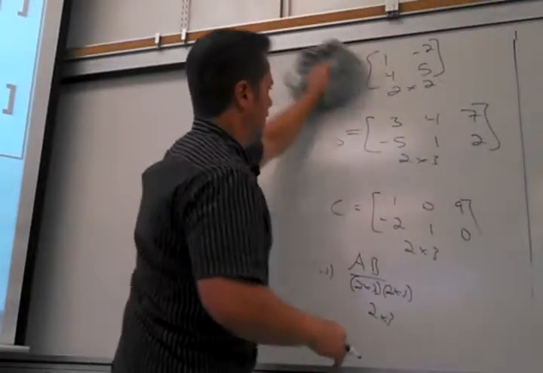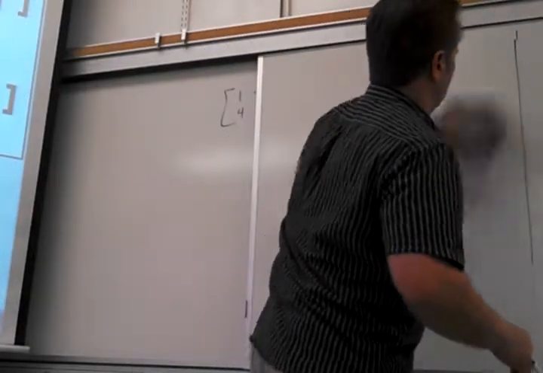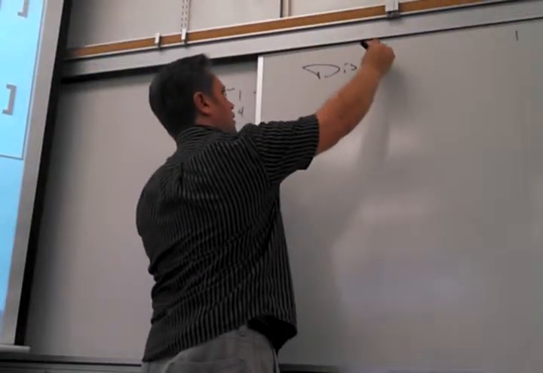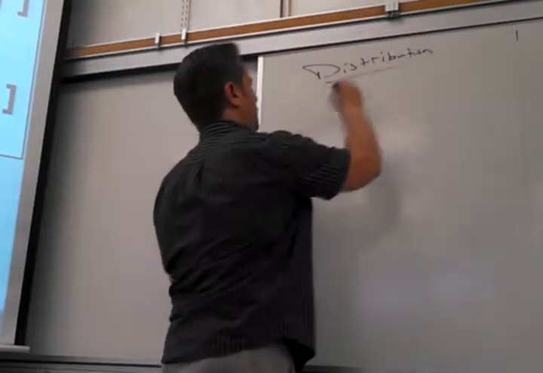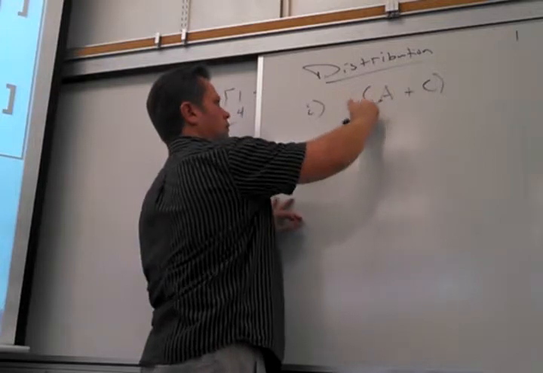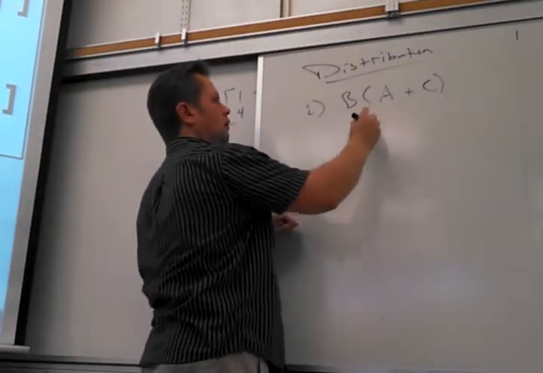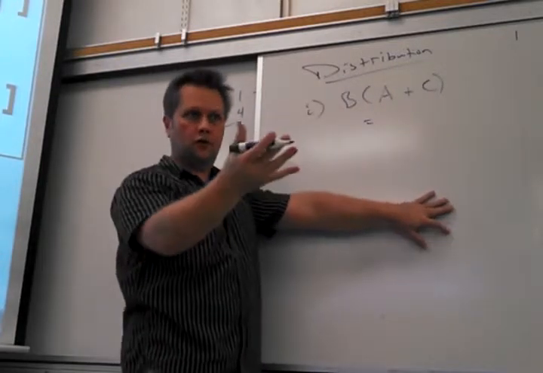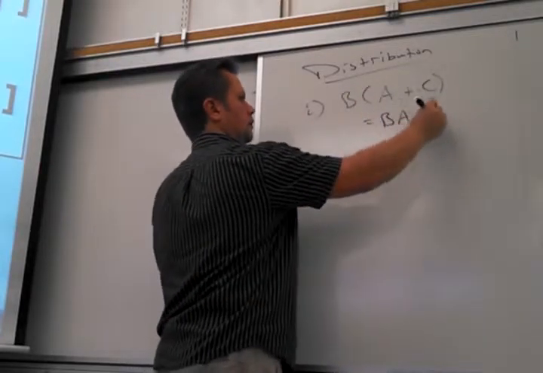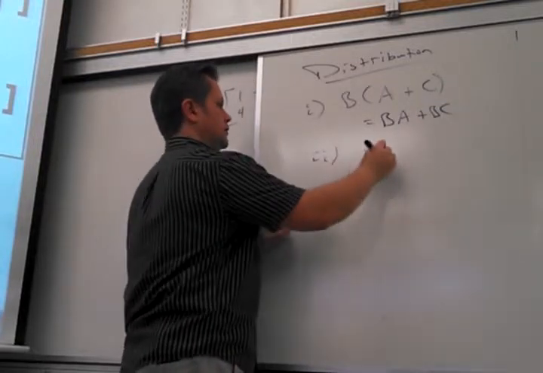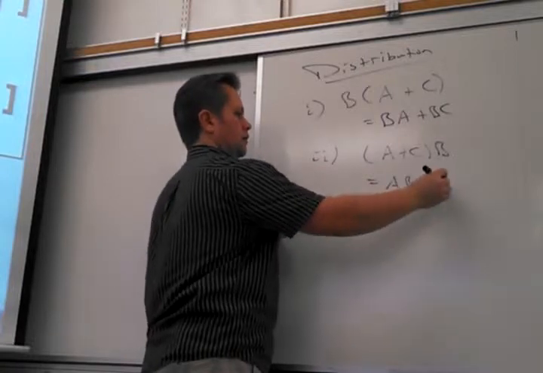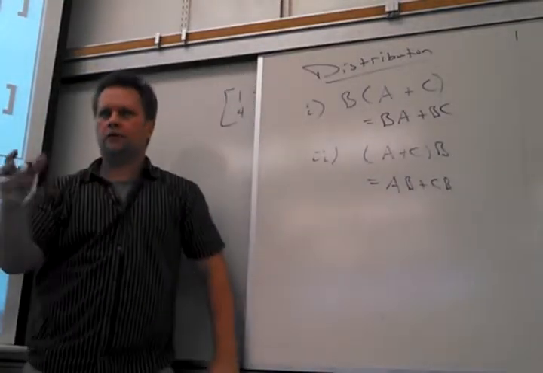So if I wanted to do something like matrix distribution, so if I said something like, what's B times A plus C? This does work, thank God, but you just have to be careful based off what we just said. This would be BA plus BC. So if I had instead A plus C times B, it would be AB plus CB. All right, so now the placement matters.